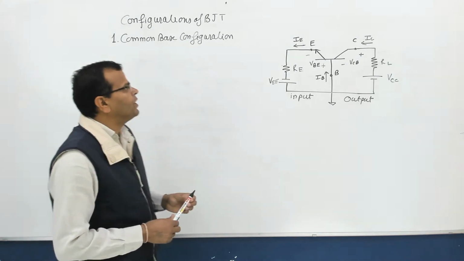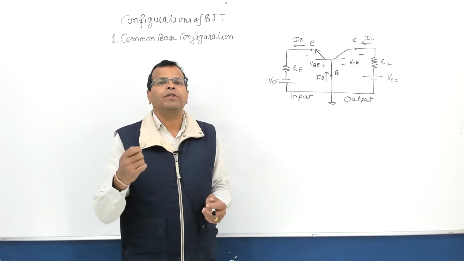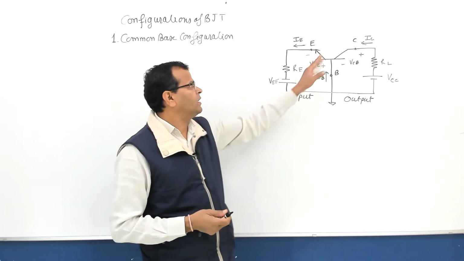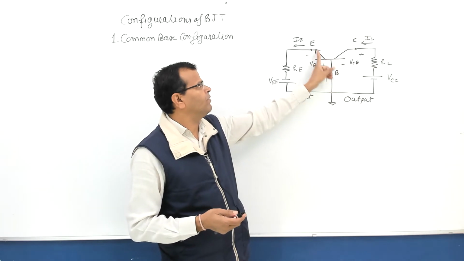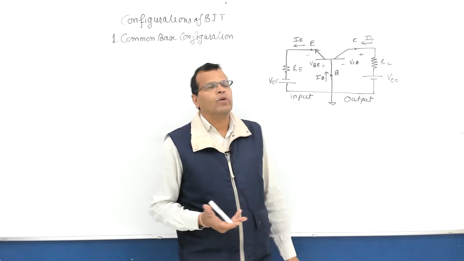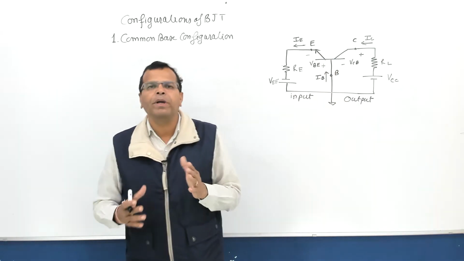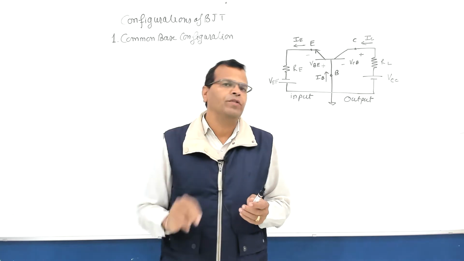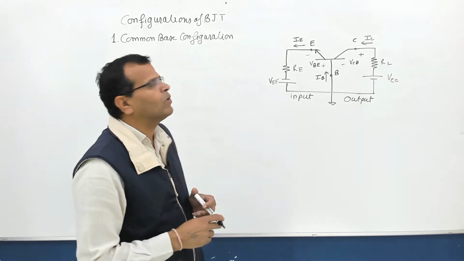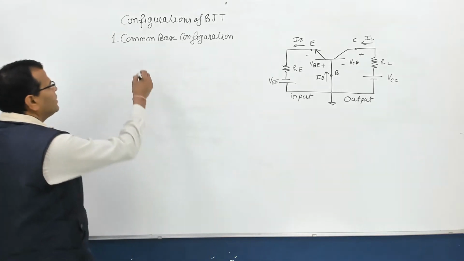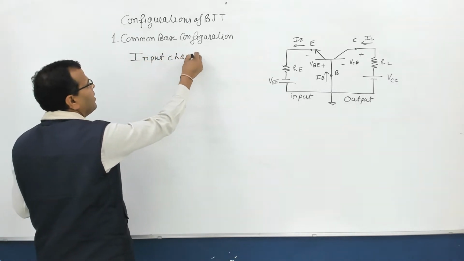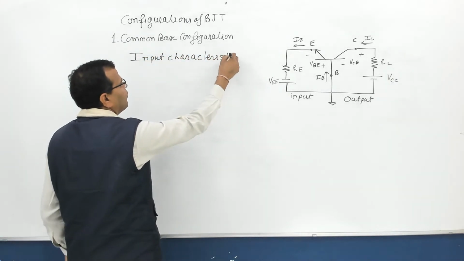In common base configuration, we will be talking about an NPN transistor here. That is, if the arrow is coming outward from the emitter, that is an NPN transistor. In common base configuration, I will be talking about two types of characteristics. First is called input characteristic and second, output characteristic. So let us talk about the input characteristic first.